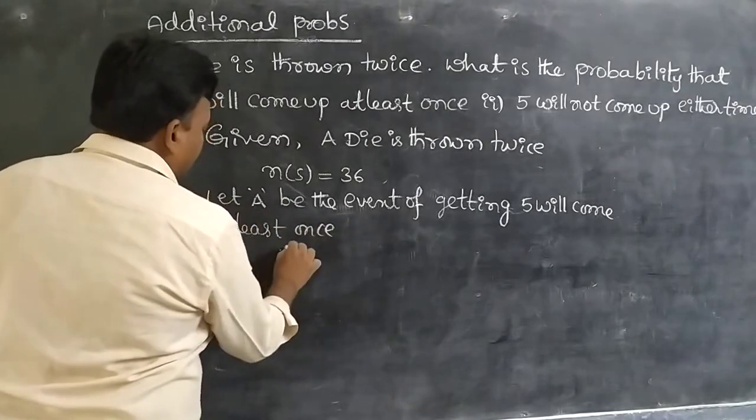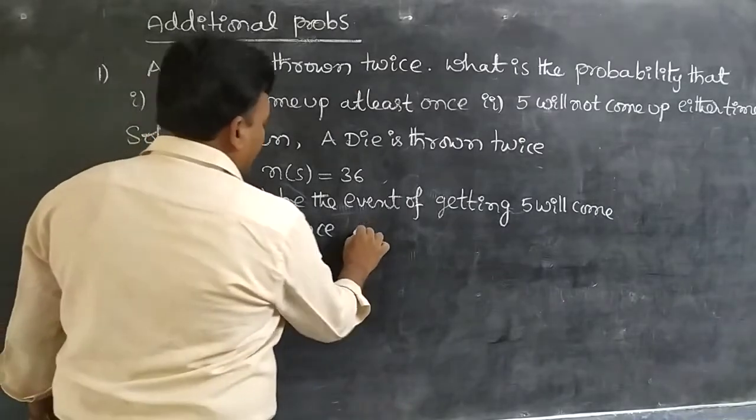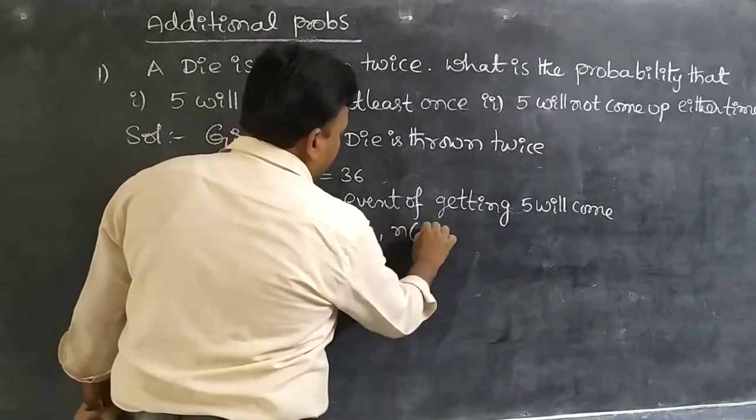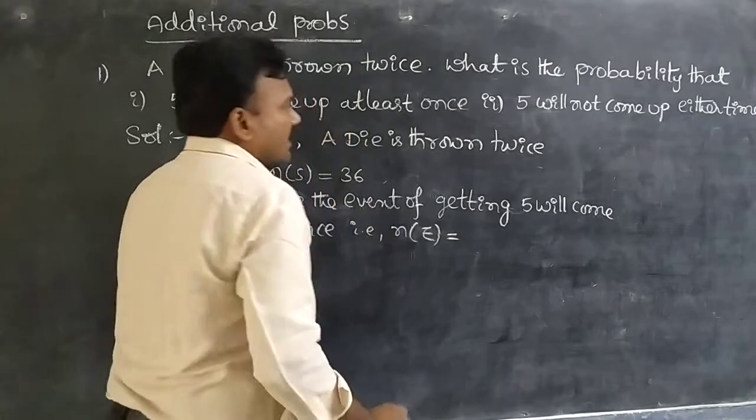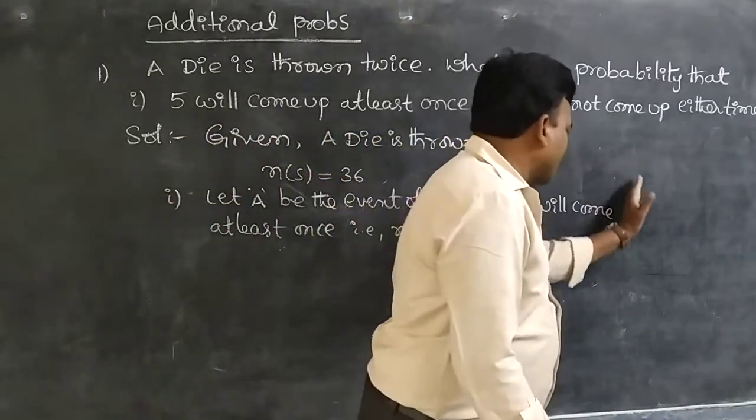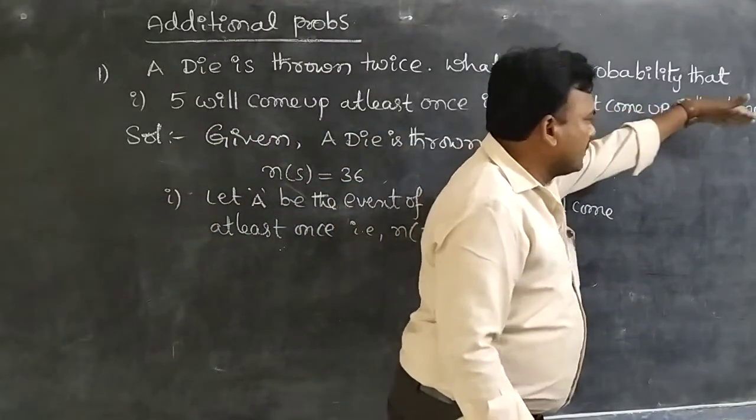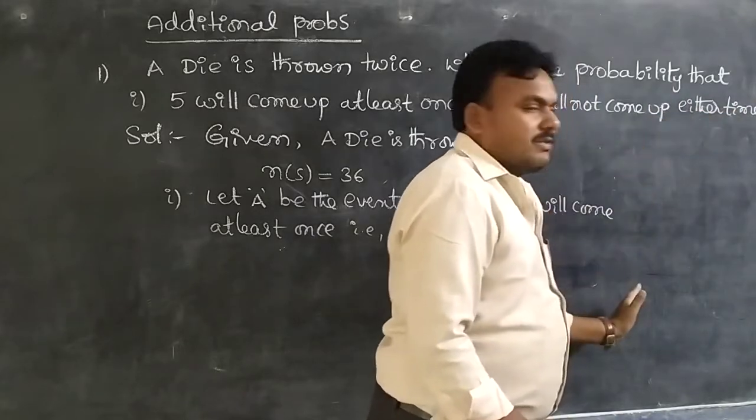At least one. Therefore, observe carefully here. That is n of E equal to how many times? Students, two dice means we take 1, 2, 3, 4, 5, 6 and 1, 2, 3, 4, 5, 6, horizontally and also vertically.